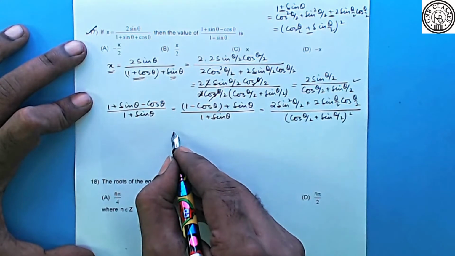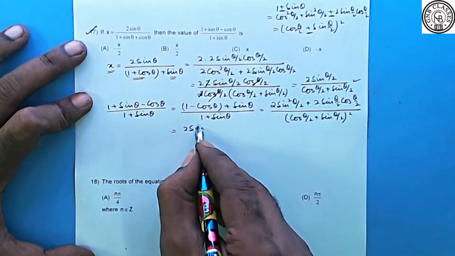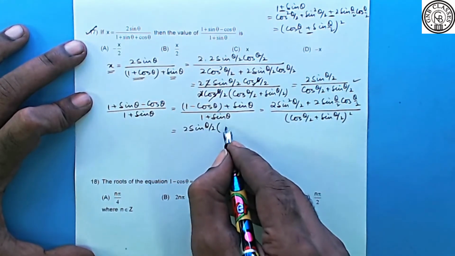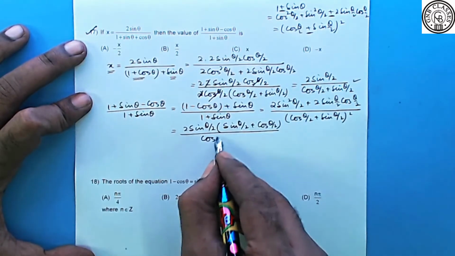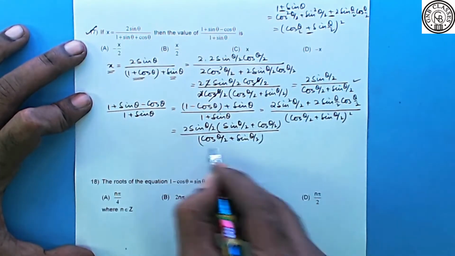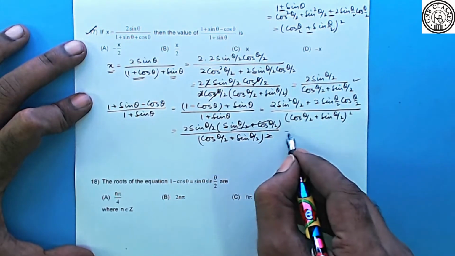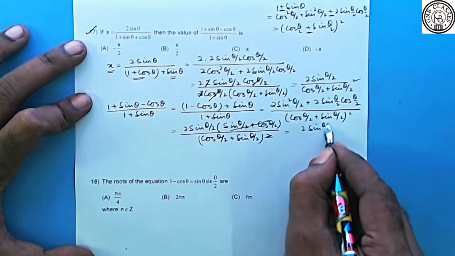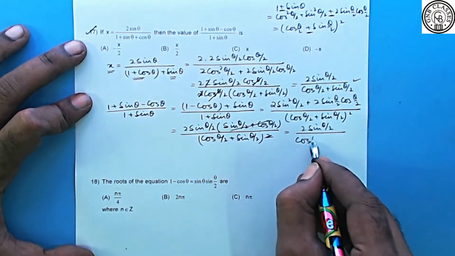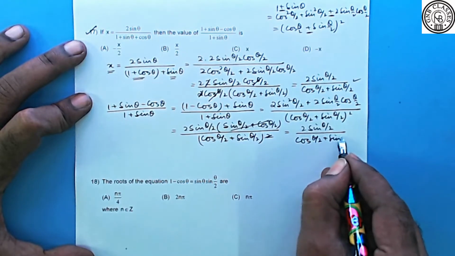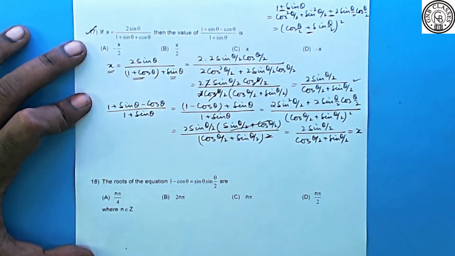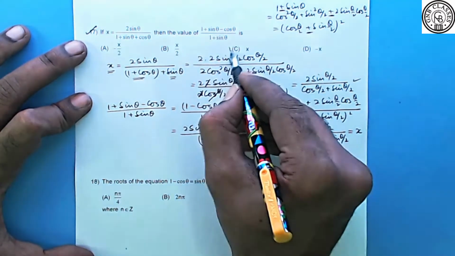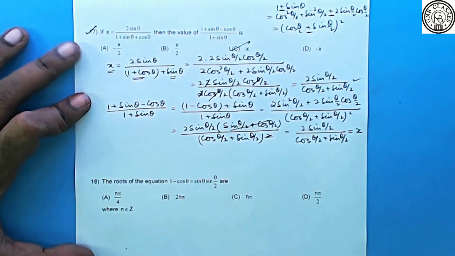Now let me take 2 sin theta by 2 common from the numerator. So we are left with... let me cancel one term. So we are left with 2 sin theta by 2 by cos theta by 2 plus sin theta by 2, which is exactly your x. Okay. Hence option C is correct.